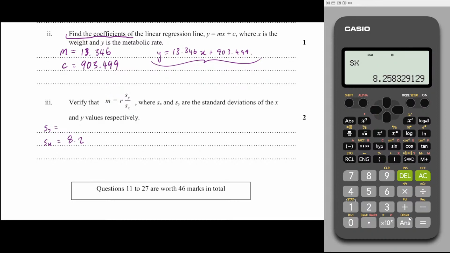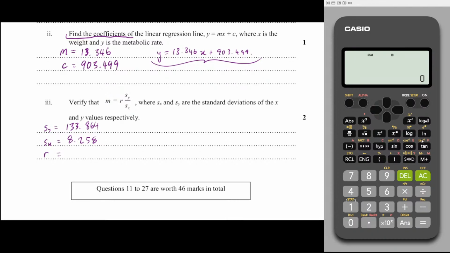8.258. So that's sx, and our sy is going to be shift 1, 4, and 7 sy. So it's going to be 133.864. Remember, the standard deviation just means how spread out your numbers are. So this one is quite spread out. Now, we know what our r value is.